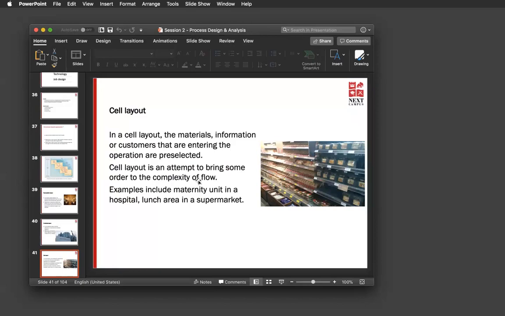Then of course you will have the liquor shop within the supermarket. That's a completely different sort of an arena. So that's a cell layout. That's a separate cell. Okay.